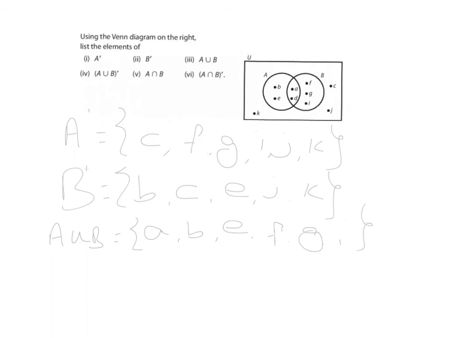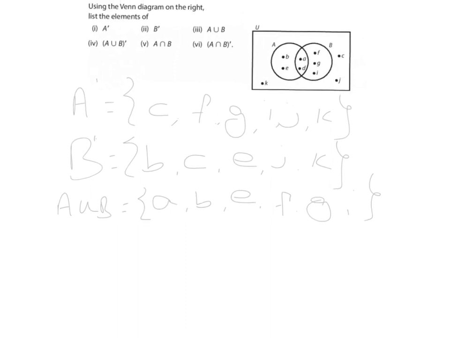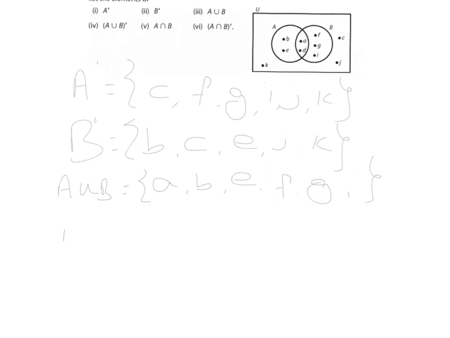Okay, so the next one then that they asked us for here, I just move this up. They asked us for A union B complement. Again, that complement here means everything outside of A union B. So we're not counting A union B, it's everything outside it. So everything outside it would be C, K, and J. Remember to do your curly brackets.